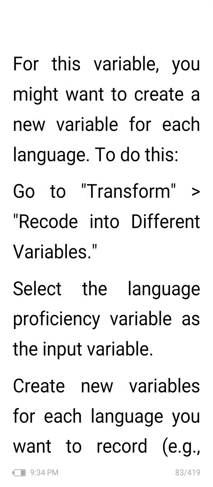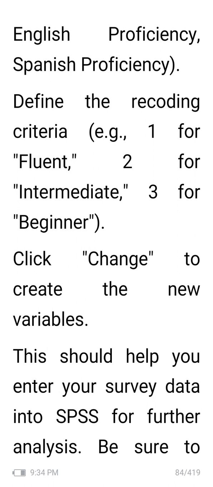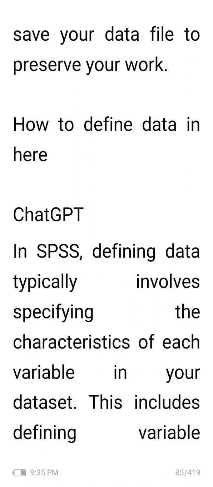For this variable, you might want to create a new variable for each language. To do this, go to Transform, Recode into Different Variables. Select the language proficiency variable as the input variable. Create new variables for each language you want to record, for example, English proficiency, Spanish proficiency. Define the recoding criteria: 1 for fluent, 2 for intermediate, 3 for beginner. Click Change to create the new variable. This should help enter your survey data into SPSS for further analysis. Be sure to save your data file to preserve your work.